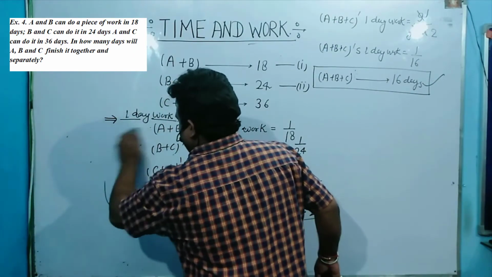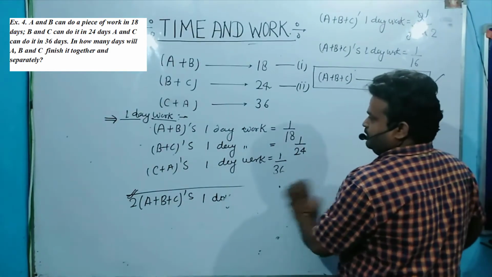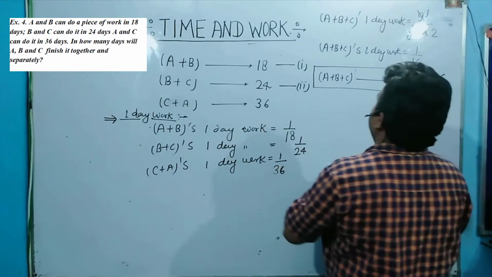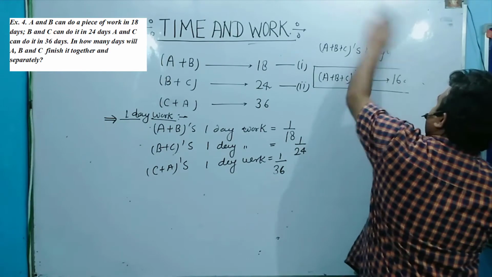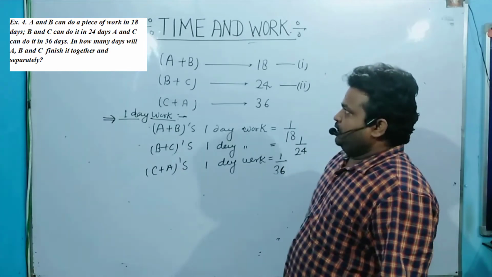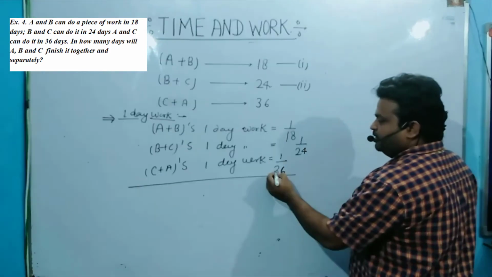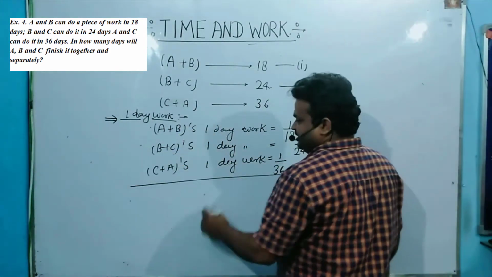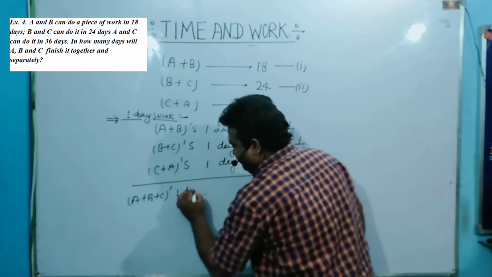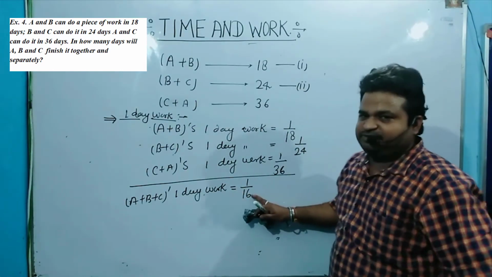Okay, now look at the board. I have the equation. After adding all these things, you have A plus B plus C's 1 day work, which is equal to how much? 1 by 16. I already calculated this value, right?